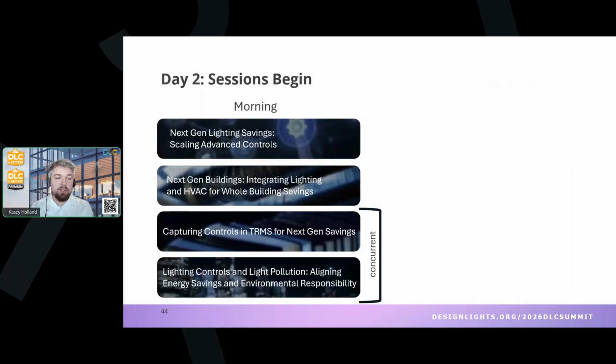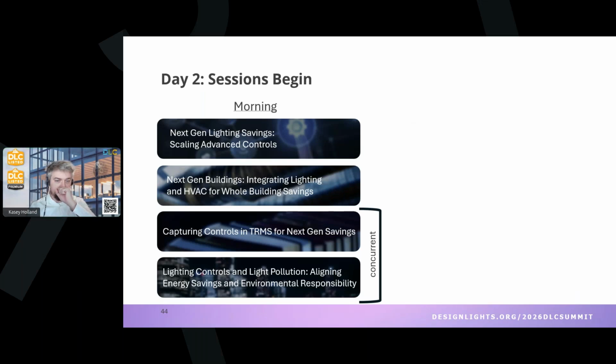So day two will begin after that, and we'll be focusing on scaling advanced controls and how that enables next-gen lighting savings, things like integrating lighting and HVAC for those greater whole building energy efficiency opportunities and energy savings, capturing those controls in technical resource manuals for the next-gen savings at the utility level, and concurrent with that, a session on aligning energy savings and environmental responsibility by focusing on lighting controls and light pollution.